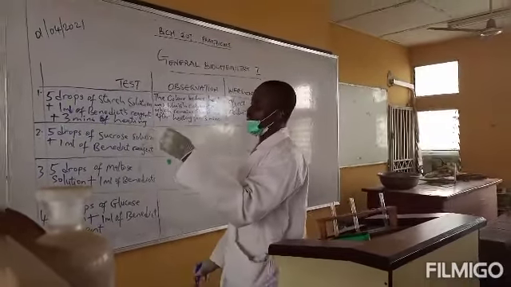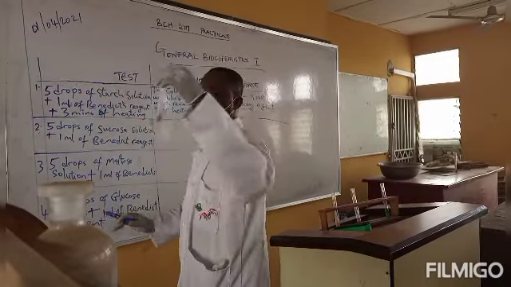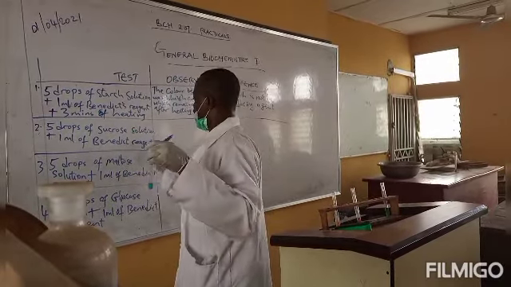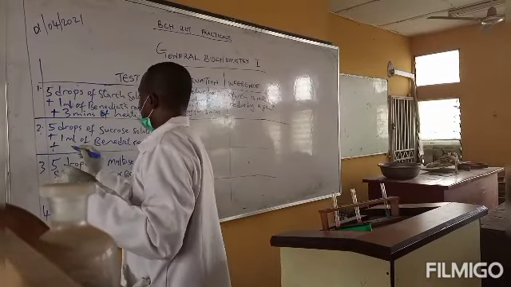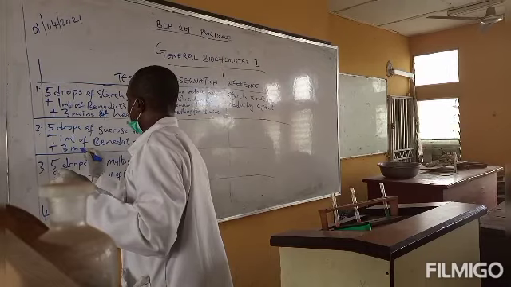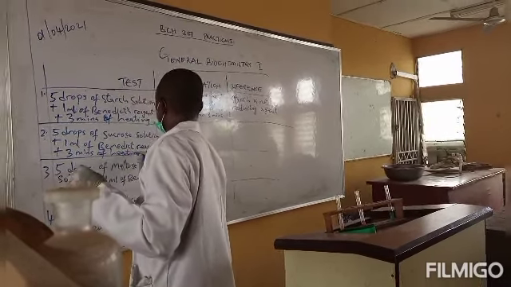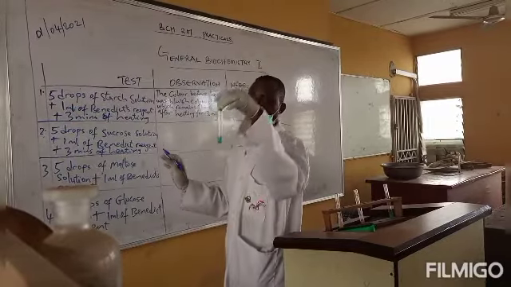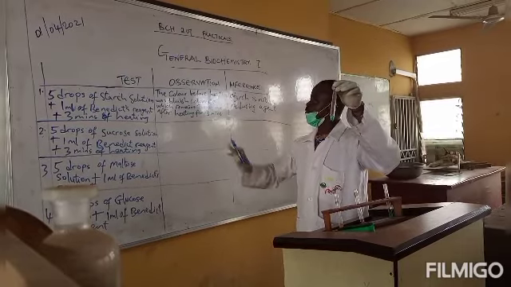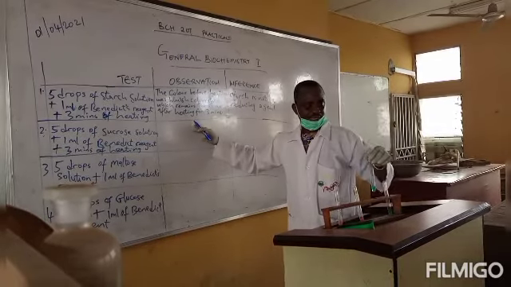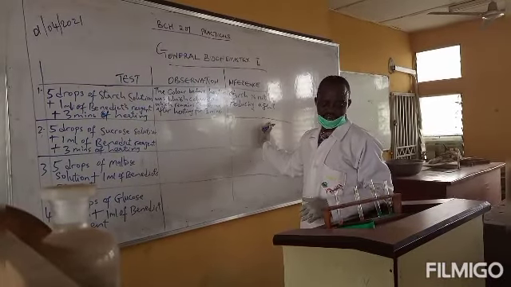The test you carry out on sucrose: 5 drops of sucrose solution was taken into the test tube, 1 ml of Benedict reagent was added, then 3 minutes of heating. What happened thereafter is what you observe in this test tube that I'm holding. So put your observation here under this column, then let us have your inference.